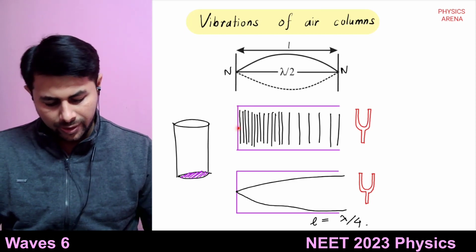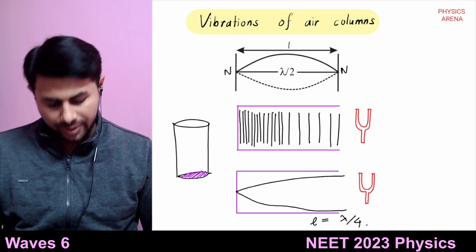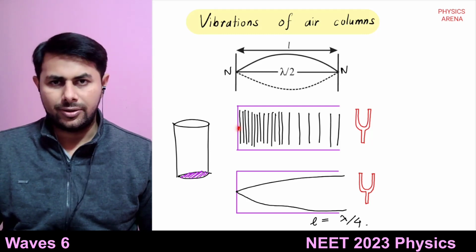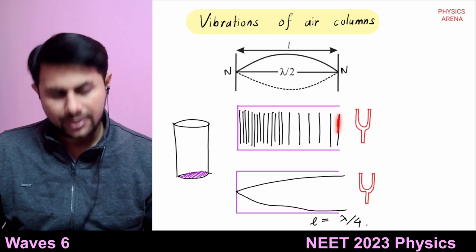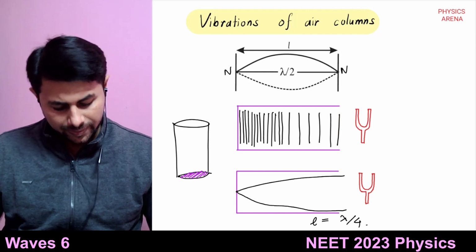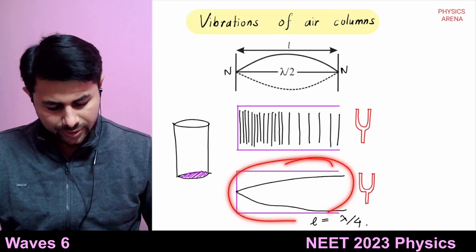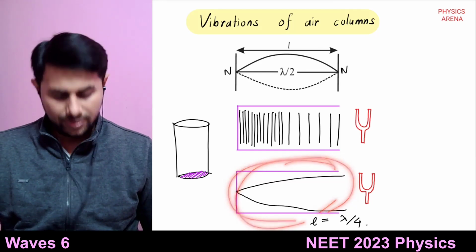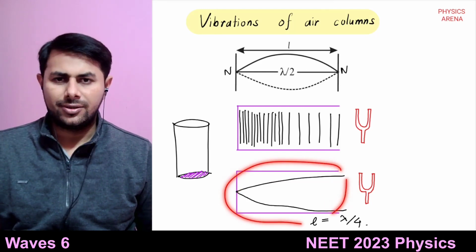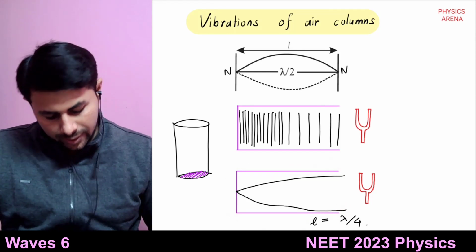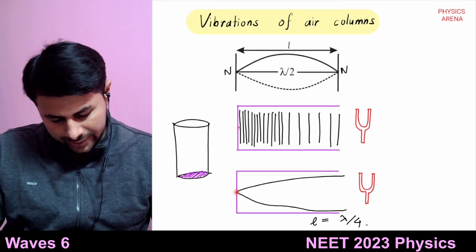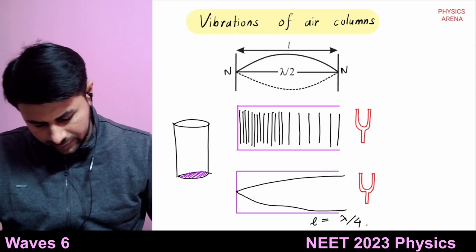Therefore, since particles cannot vibrate here, we say that this is a node, and this is an antinode. Okay, so we draw it symbolically. This is a symbolic picture. So see, we draw it like this.